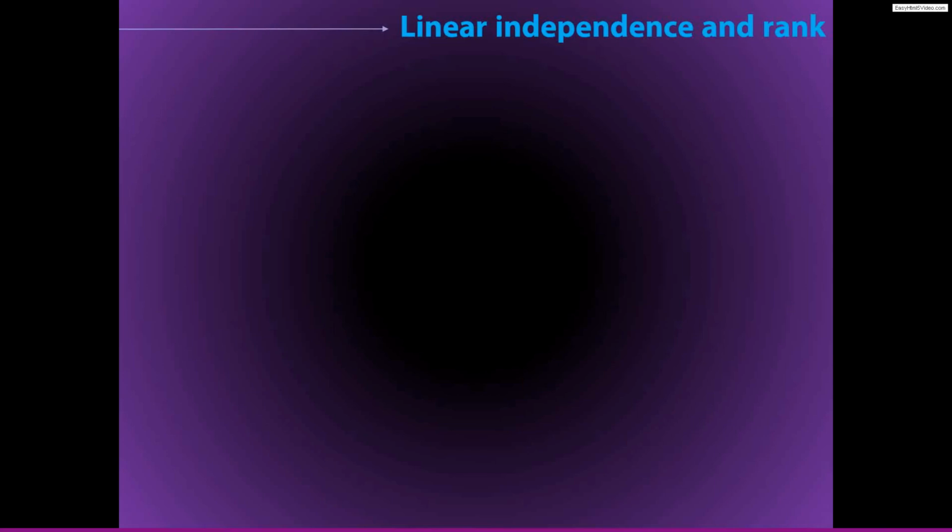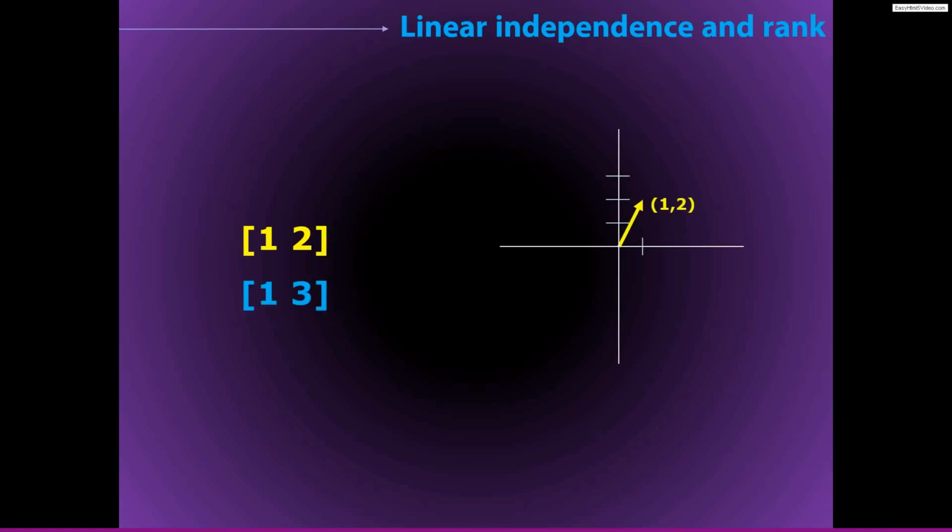So finally, I would like to talk about linear independence and a property of a matrix called its rank. So first let's talk about linear independence. Here I have this one vector, and now I have another vector, 1, 3, and that looks like this. So now we have these two vectors. And now my question for you is, are these two vectors linearly independent? Is this a linearly independent set of vectors?